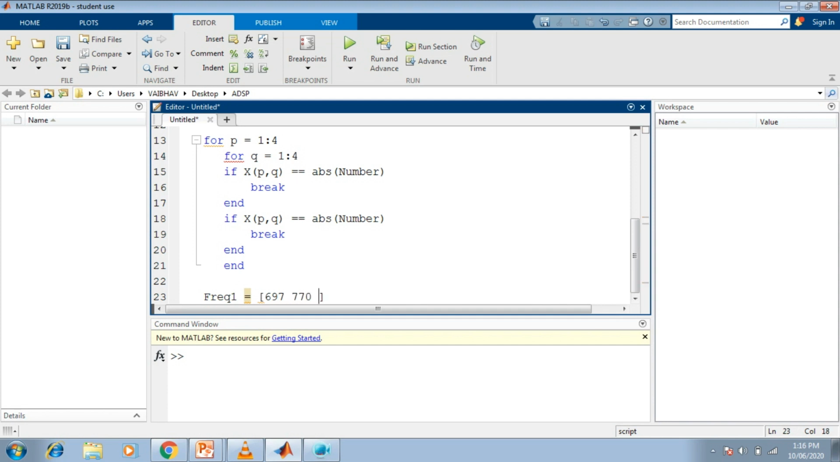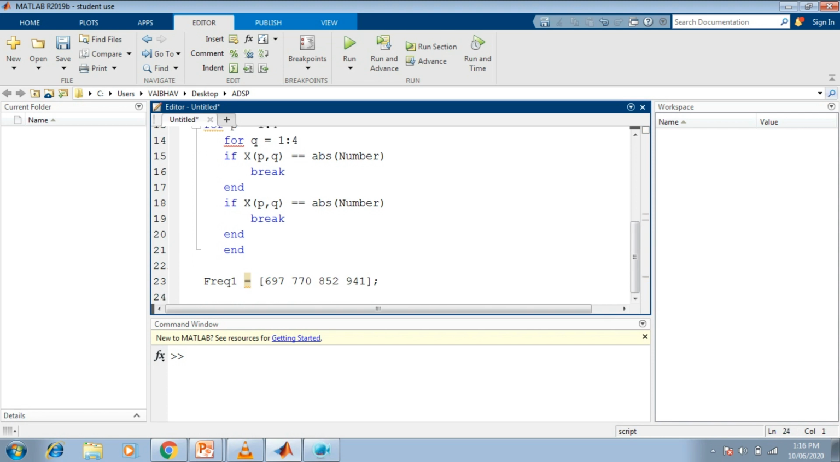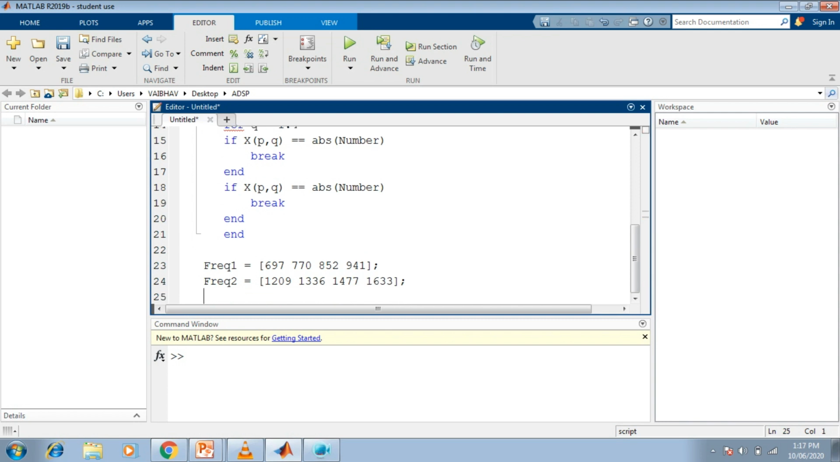770, 852, next to that 941, and the frequency component 2 we define here as FREQ2 with again an array having four values from the same tabulation: 1209, 1336, next to that we have 1477, 1633. Here we end it with the help of a semicolon.